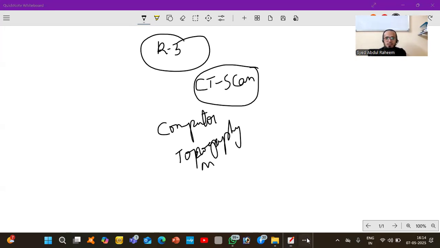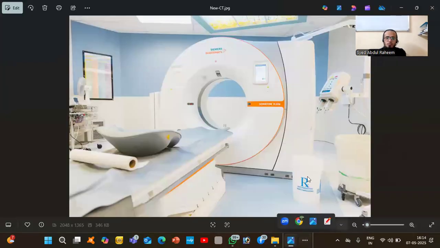So basically, you are seeing this image. It has a combination of X-rays and detectors. We will get different angles, different structures of the body. That is the reason we call it tomography, because all these images come together and make one picture film with the help of computer. That is the reason we call this computer tomography.